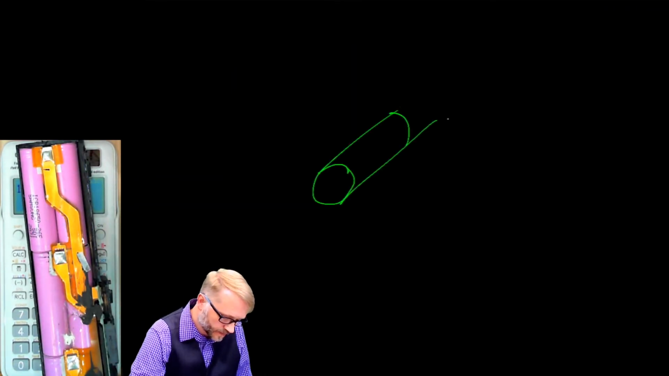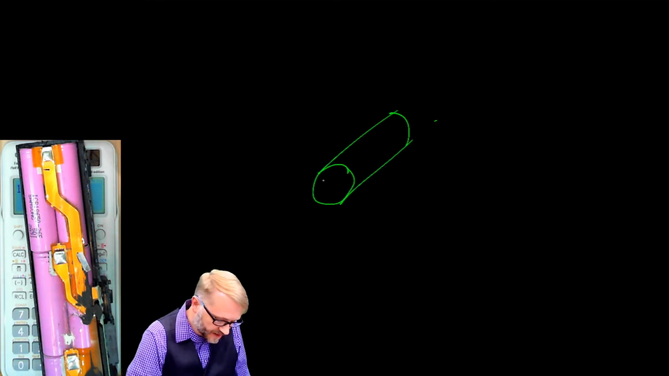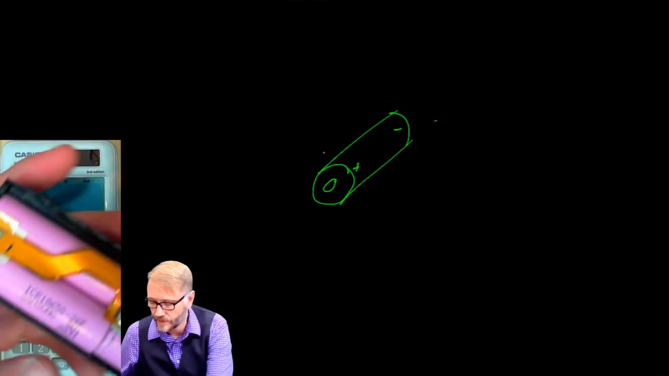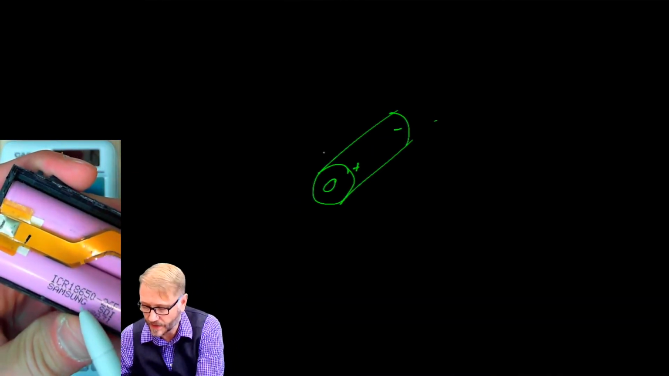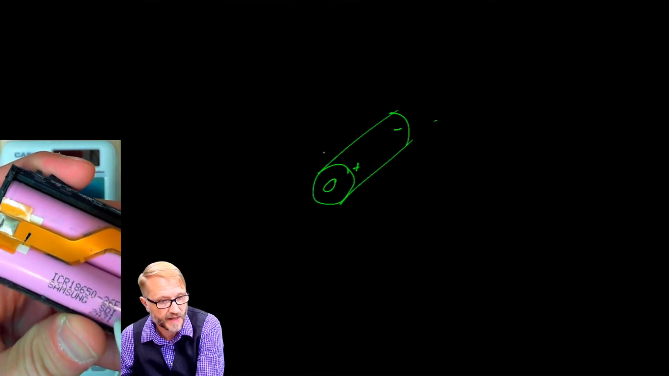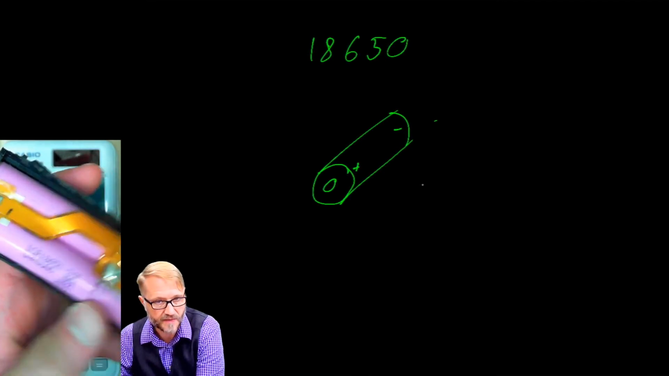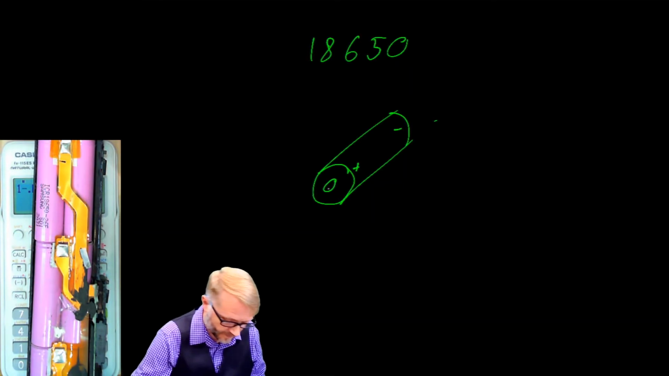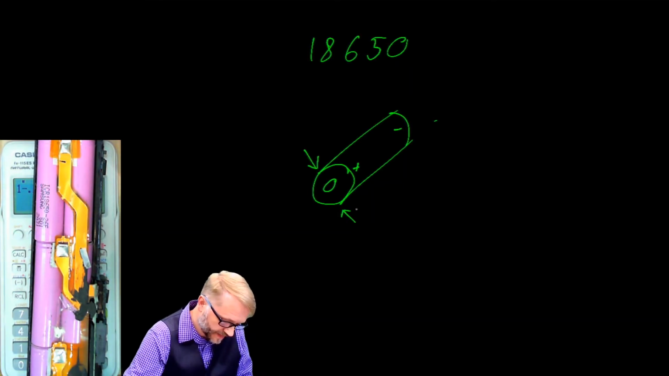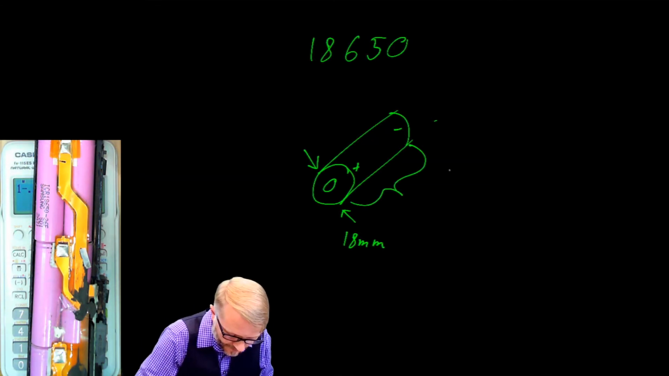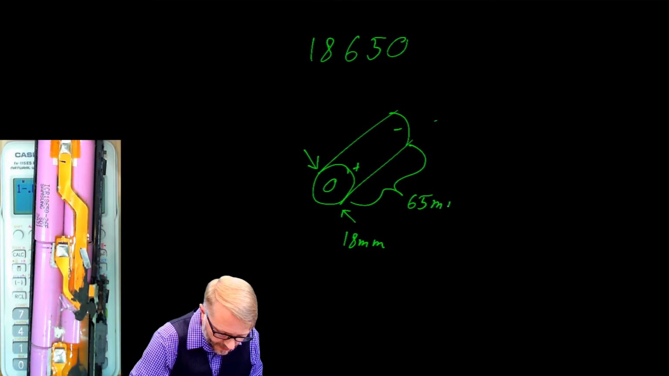While we're here, I want to point something out. You may have seen cells that look like this. You have a positive terminal here and a negative terminal here. If you look close, you may be able to make out this number where it says 18650. 18 tells you the diameter and 65 tells you the length. The diameter is 18 millimeters and the length is 65 millimeters.